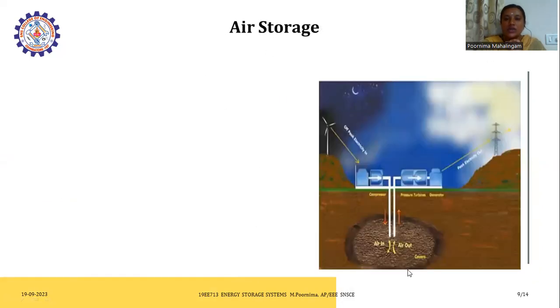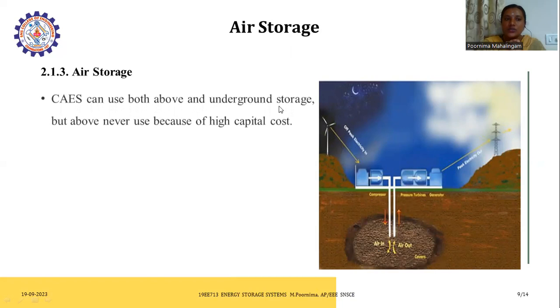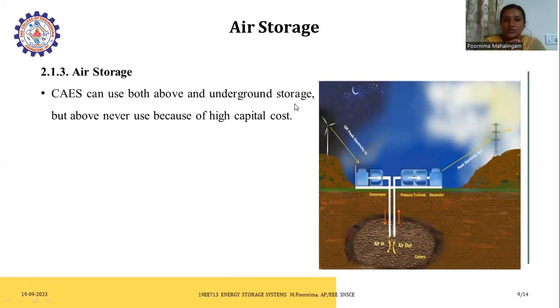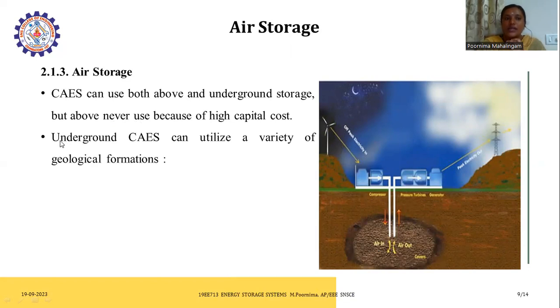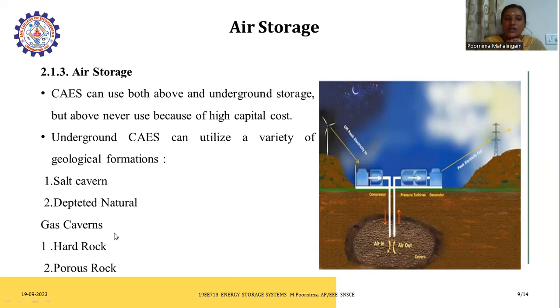Here is the air storage. How is the air generally stored? Underground, the air is stored using electricity during low demand, and when the peak is needed, it is given back to the grid. CAES can use both above-ground and underground storage, but above ground is seldom used because of high capital cost. Underground CAES utilizes a variety of geological formations, such as salt caverns, depleted natural gas caverns, and caverns in hard rock and porous rock.